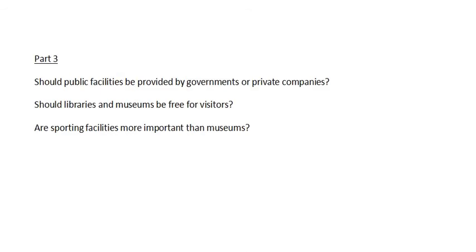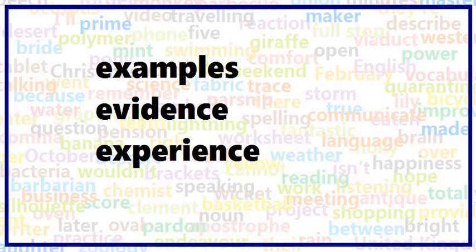Here they are. First one, should public facilities be provided by governments or private companies? This one is opinions and comparisons. The second one, should libraries and museums be free for visitors? This is about your opinion. And finally, are sporting facilities more important than museums? Again, an opinions and comparisons question. When you're answering part 3 questions, remember to use examples, evidence, and experience.